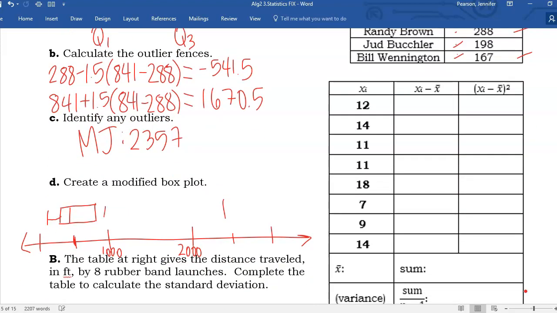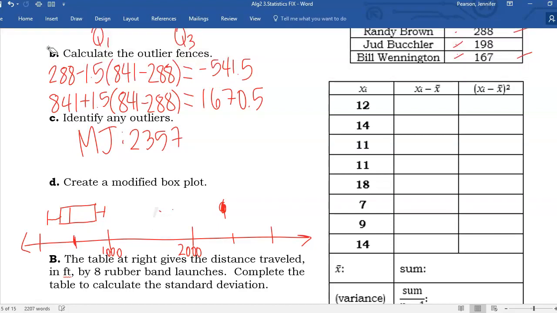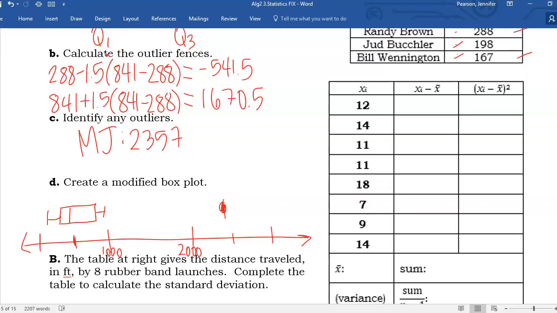So that's not even 1,000. That's right there. But then we still do have this point up here to show that there's an outlier. If we had multiple outliers, we might have multiple points, right? But just with Michael Jordan, we have our 1 dot way up top showing that he's an outlier. And our whisker, like I said, extends to the highest data point that is not an outlier.